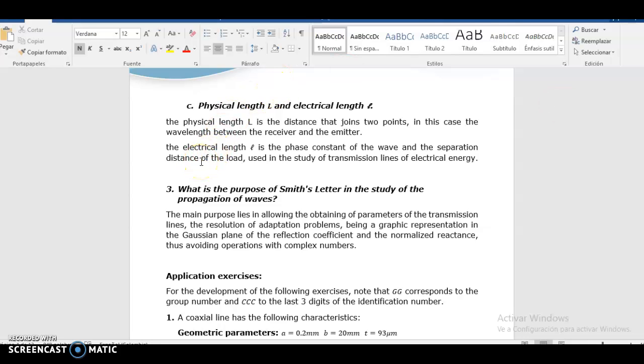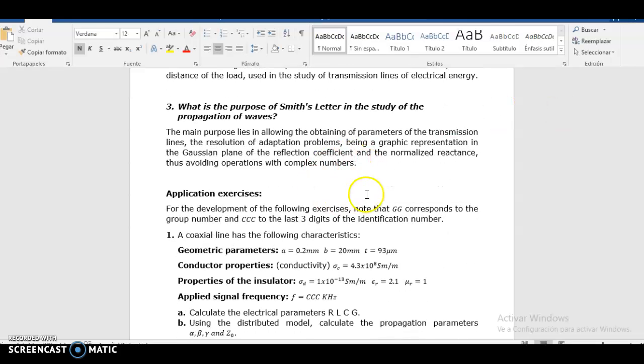Definition. 3. What is the cause of the Smith chart being used in the study of the propagation of waves? It is a representation in the Gauss plane of the reflection coefficient and the normalization, thus avoiding operations with complex numbers.